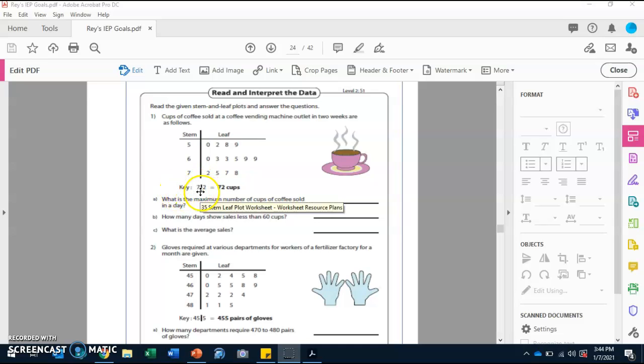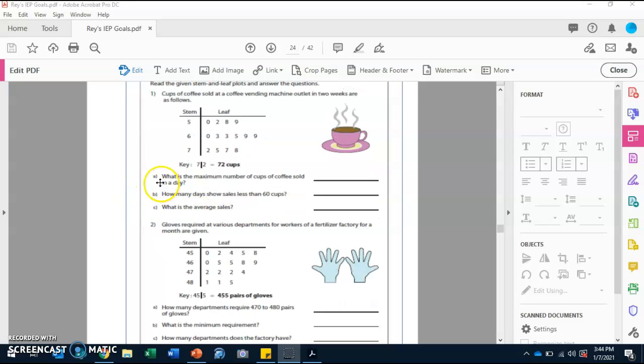So if there's a 7 in the stem place and then a 2 in the leaves, it's just letting you know that that means there were 72 cups. So now let's answer letter A together.